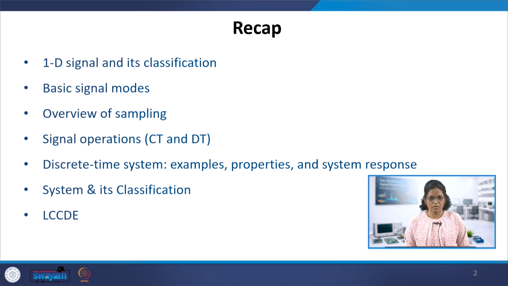So the total response contains both, and then the convolution sum we had seen, and what is the importance of the convolution sum. If we know the impulse response of a particular system, then we can get the response of that system for any arbitrary input. That is through the convolution sum we had discussed also.